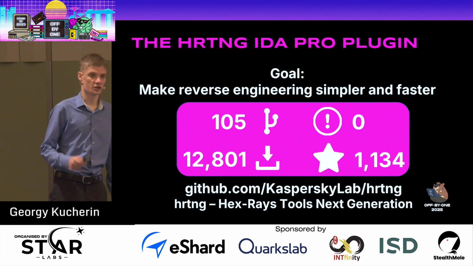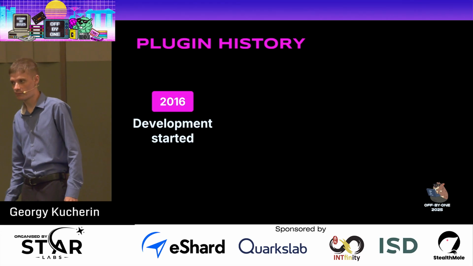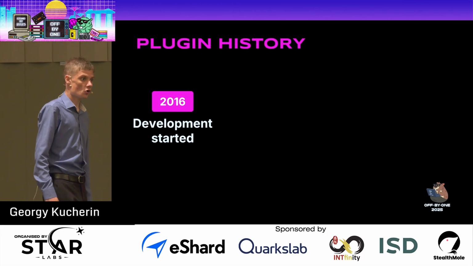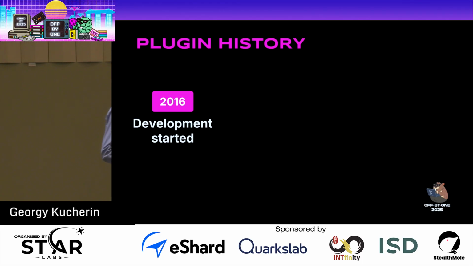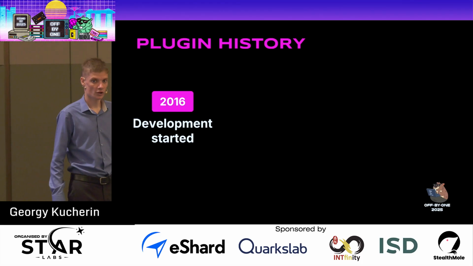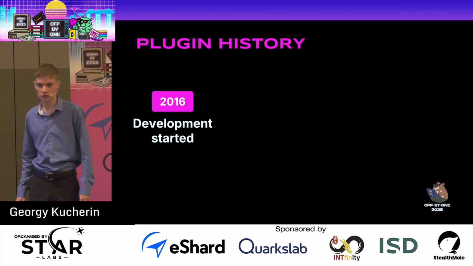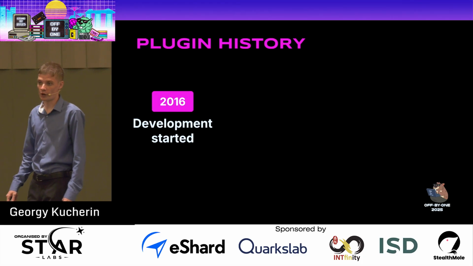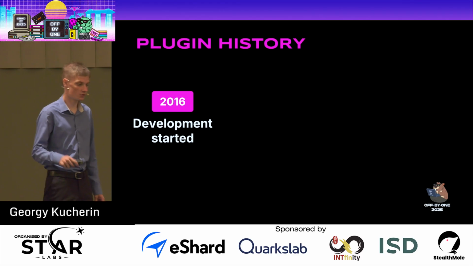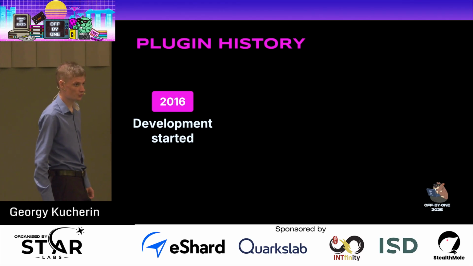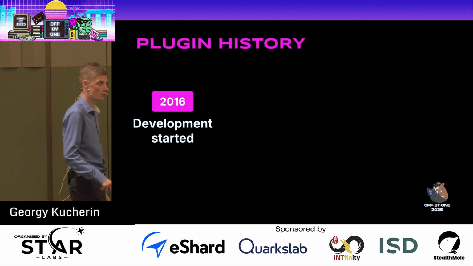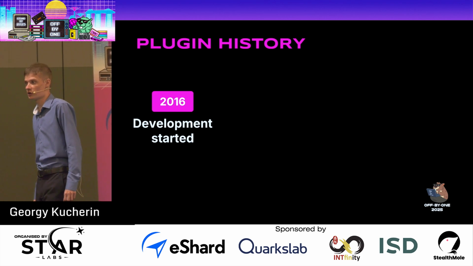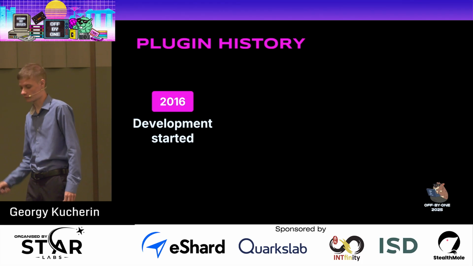But before I tell you how exactly our HRTNG plugin makes reverse engineering way more efficient, let me talk a bit about its history. Its development started back in 2016 when we at Kaspersky forked an open source IDA plugin named Hex-Rays Tools. That's why we named it Hex-Rays Tools Next Generation. And over the years, our internal fork of this plugin has been receiving lots of features. It was something that we lacked in IDA while reverse engineering: structure recognition, code deobfuscation, data decryption, and so on.